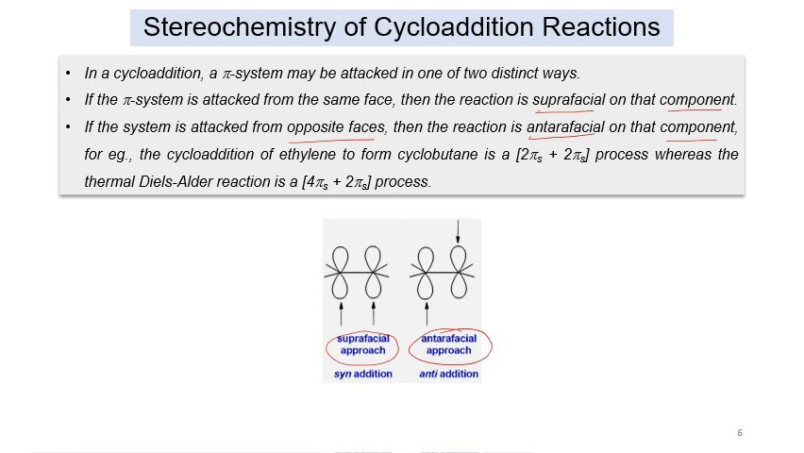For example, if you see a 2 plus 2 cycloaddition of ethylene to form cyclobutane, then it is a 2 pi suprafacial plus 2 pi suprafacial process. Whereas the thermal Diels-Alder reaction is defined as a 4 pi suprafacial plus 2 pi suprafacial process.